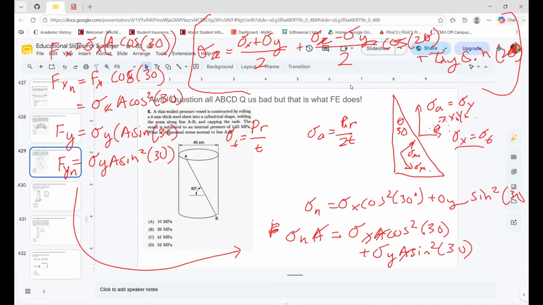But we don't need sigma y, we just need sigma n, by the way. We're only looking for that. So we did that, and then we got this form. Because F over A, A is the area in between the F and the area of the little bit over here, and that is equal to sigma x cosine squared 30 plus sigma y sine squared 30. And that, I think, is reasonable to conclude is a way to do it.